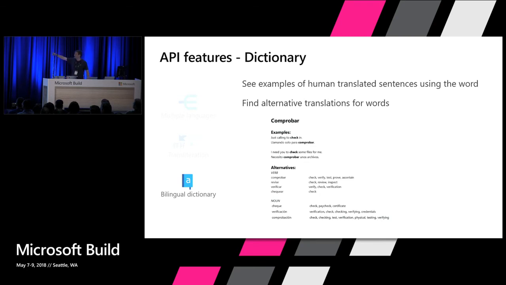And then you can even get examples of the context in which the word was used. Necesito comprobar unos archivos, for instance. So if you do language learning applications, that could be very useful, or if you're just looking for one specific word. This feature was available in the app and on Bing.com Translator. Now it's available in the API as well.